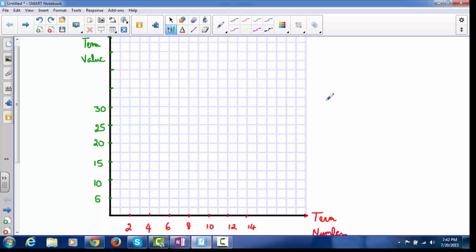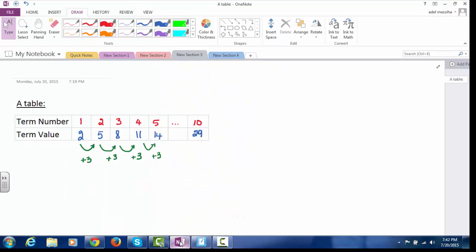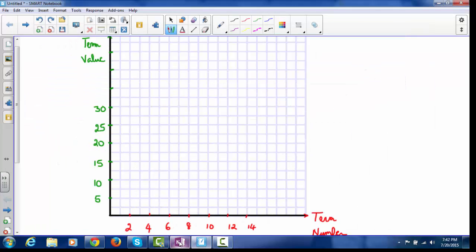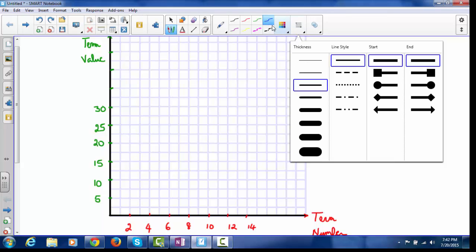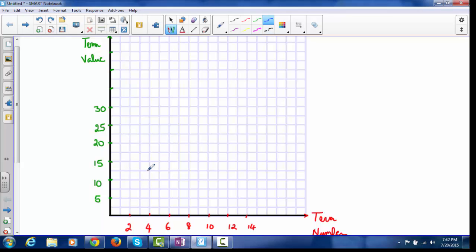So let's go back to our table. When the term number was 1, the term value was 2. Easy. So I can come with the blue color and I can say, okay, when I had the term number 1, I had a term value of 2.